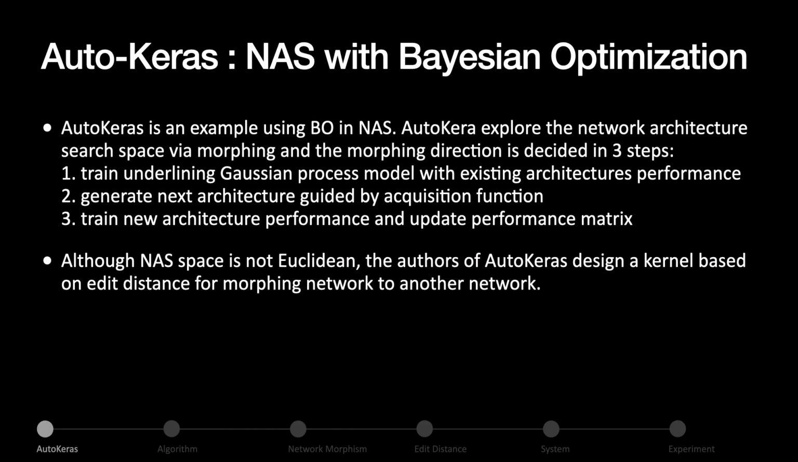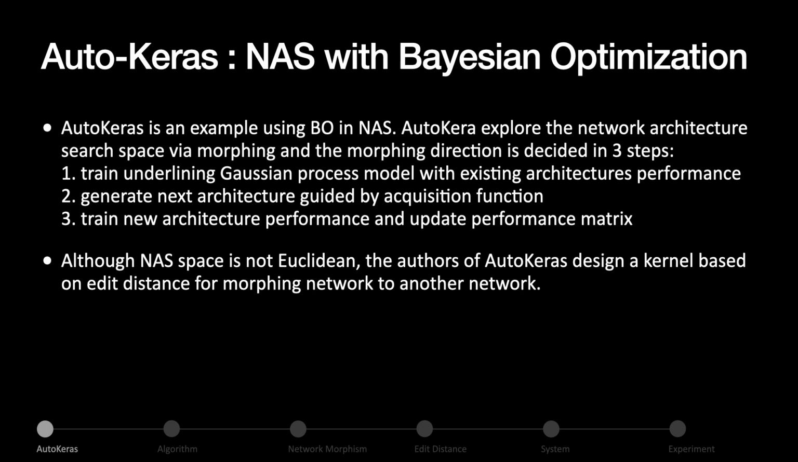After the introduction to Bayesian optimization, we begin our main topic today, AutoKeras. In this section, we will talk about the paper of AutoKeras. AutoKeras is an example of using Bayesian optimization in NAS. It explores the network architecture search space through morphing. Network morphism transforms an existing architecture into another through predefined operations like inserting or removing a specific layer, adding a skip connection, or changing the hyperparameter of a layer.